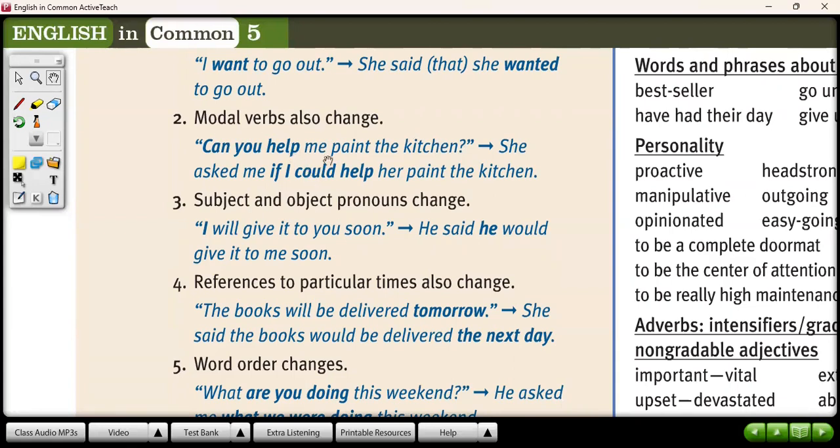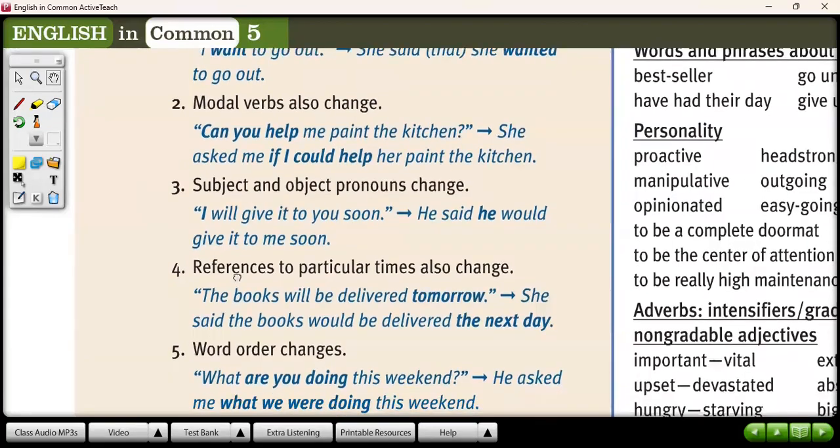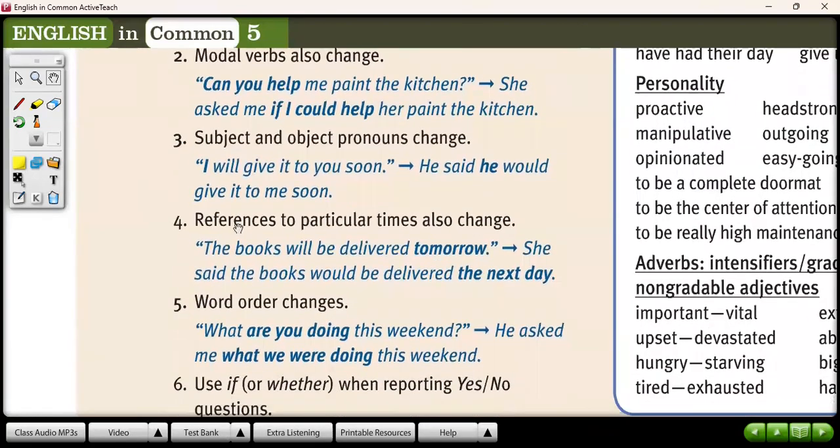Okay? So, pay attention to this. It's essential at this point to be able to recognize the structures, the parts of speech, to help you structure in the correct way. We saw the subject and object pronouns change. The exact words are, "I'll give it to you soon." So I change I to he. So he said he would give it to me soon.